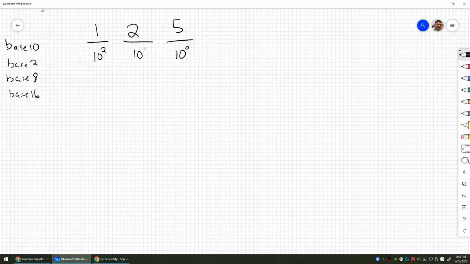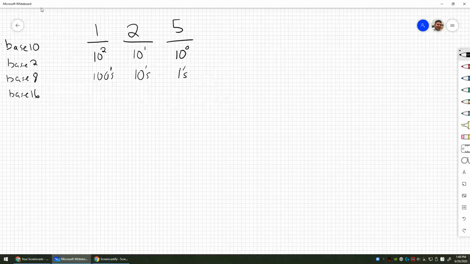10 to the 0 is a 1. Any number raised to the 0 power is a 1. So we're going to call this our ones place. 10 to the 1 is a 10. We're going to call this our tens place. 10 to the 2 is 100. So we're going to call that our hundreds place. So how we say this is we have 1 hundred, 2 tens, and 5 ones.